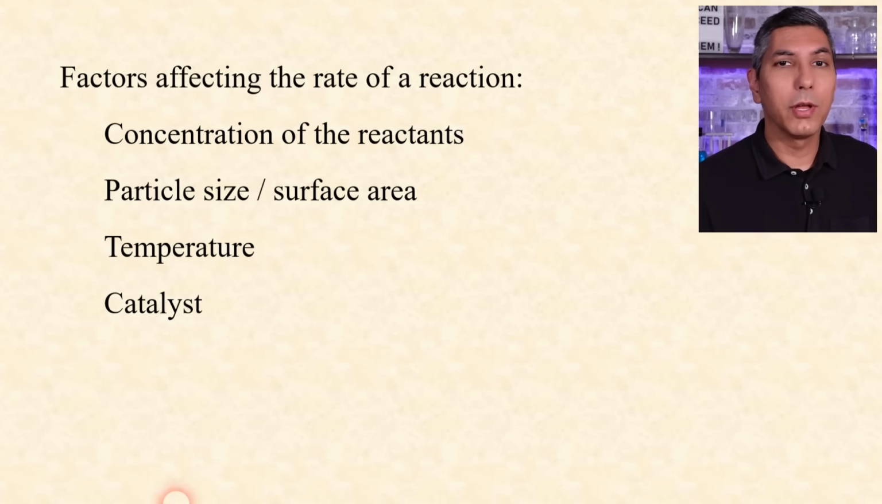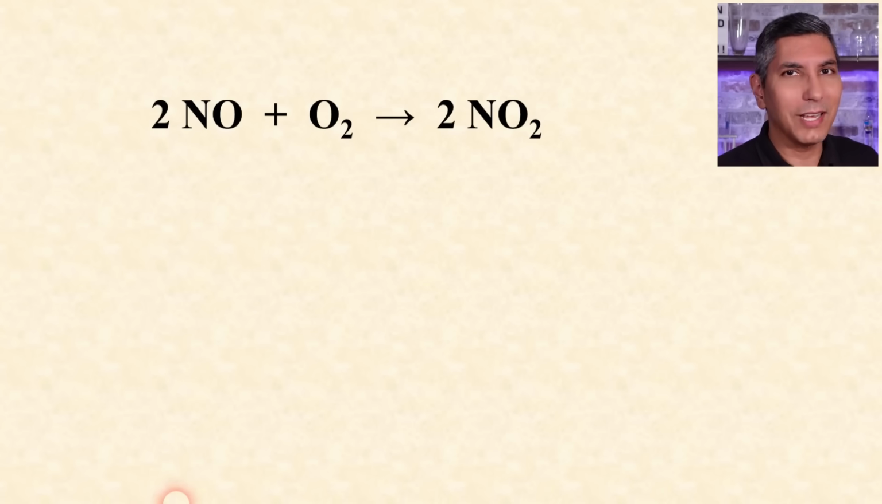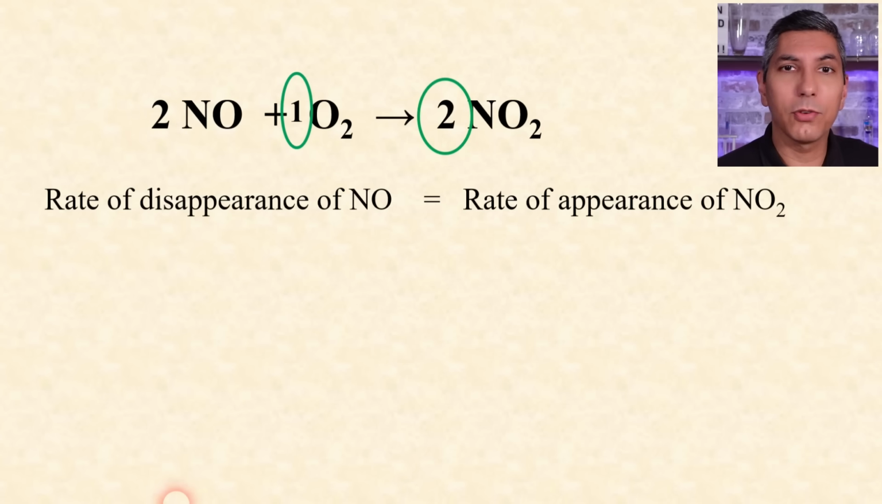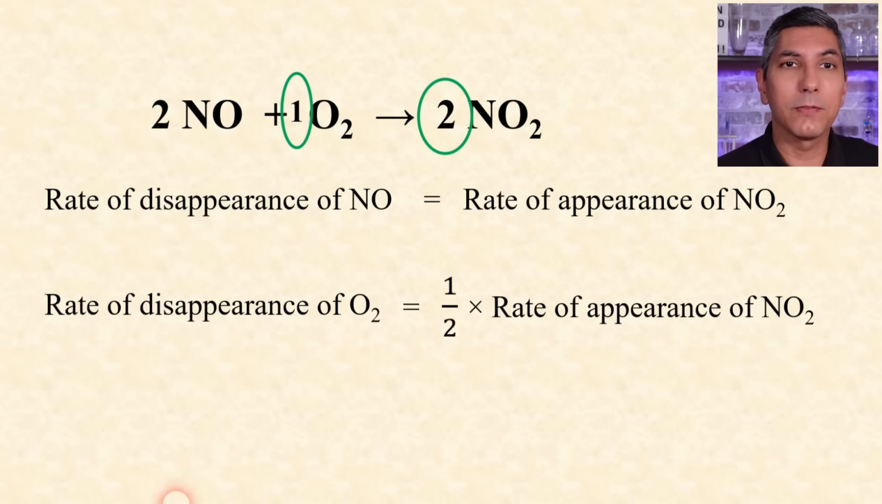In a chemical reaction, we can determine the relative rates of the reactants and products by looking at the coefficients of the balanced equation. For example, in this reaction, 2NO plus O2 yields 2NO2. Since the coefficients of NO and NO2 are equal, we can say that the rate of disappearance of NO will be equal to the rate of appearance of NO2. On the other hand, since NO has a coefficient twice as large as that of O2, we can say that the rate of disappearance of O2 will only be half that of NO.